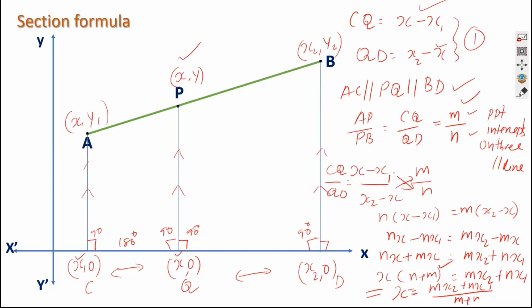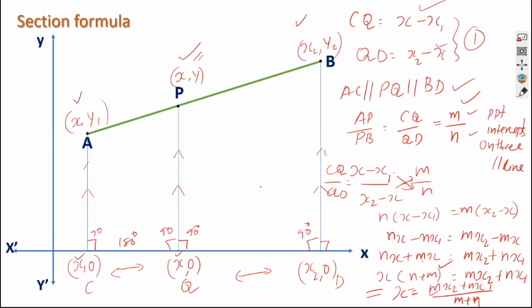Understood? So there is a scope in this formula. We can find out x. If the ratio is given, and the coordinates of x1 and x2 are given, then we can get the coordinates of P. In that we can get x. If we can get x, the same formula can be used for getting y also.